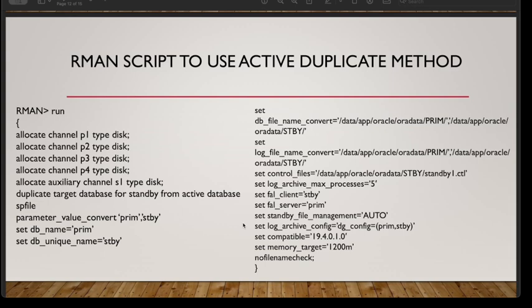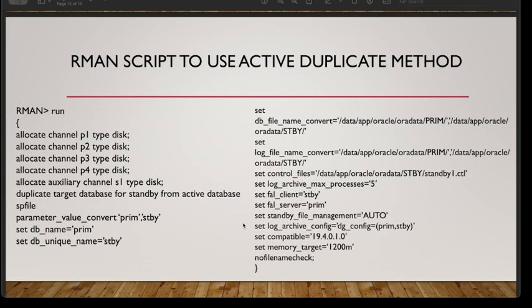So I mentioned 4 channels here: allocate channel P1, any name you can mention, type disk, P2, 3, 4. Allocate auxiliary channel also, any name you can mention, S1, type disk. Duplicate target database for standby from active database. This is the important command.